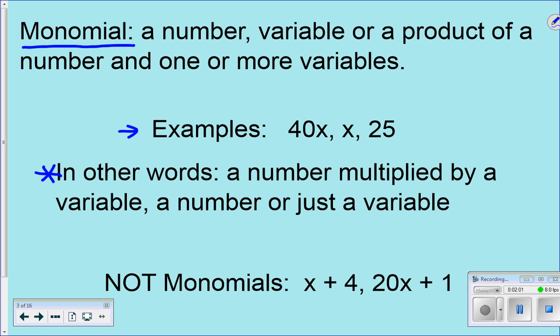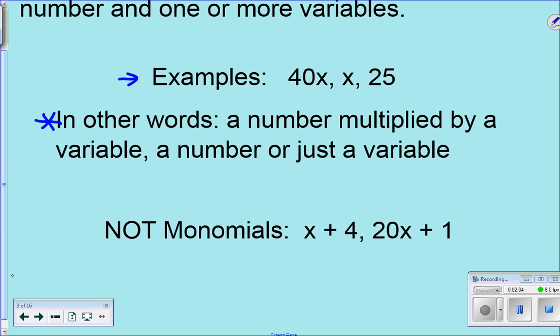Then down here are examples of not monomials. Okay, x plus 4, 20x plus 1, those are not monomials. Yeah, it's got to involve multiplication, possibly. Because I have that plus 1, because I have 20x plus 1. The thing about these is, if I would break these up individually, they would be monomials. But these are monomials put together, so two monomials put together. That's the difference between the two.